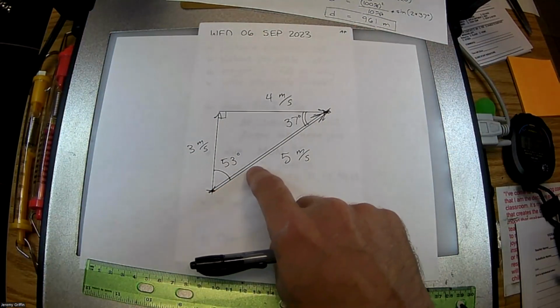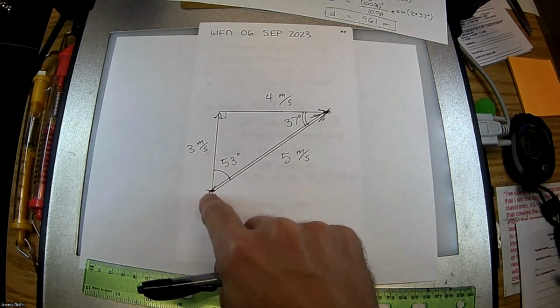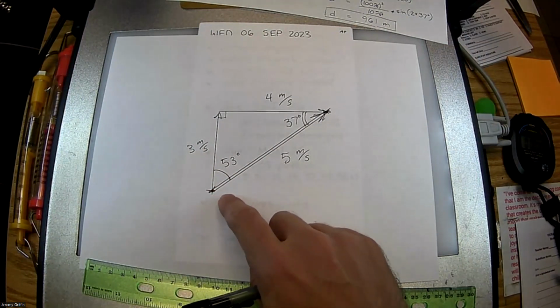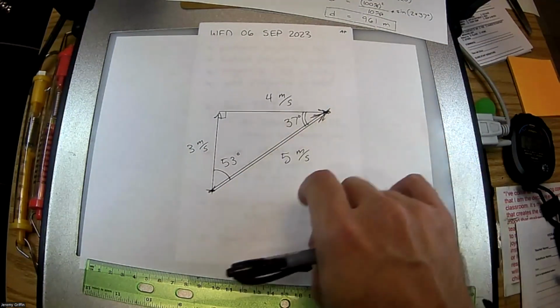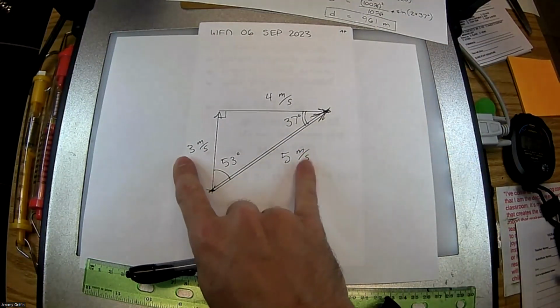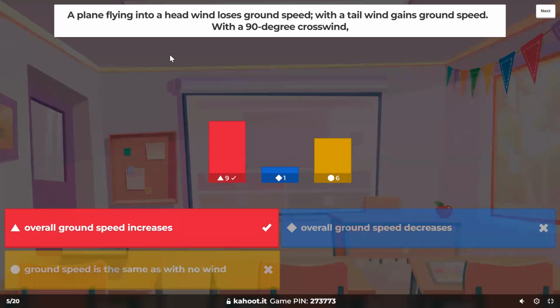Well, it's going kind of northeast, actually at this 53-degree angle, east to north, right? And if somebody on the ground points a radar gun up at it, that radar gun is going to read 5 meters per second. You guys see that? So it's going faster compared to the ground than it could just by itself in still air. If you're following its shadow across the ground, the shadow is moving at 5 meters per second across the ground.